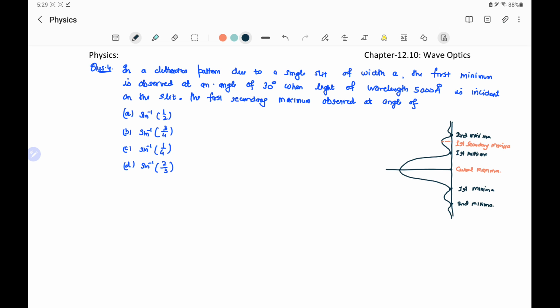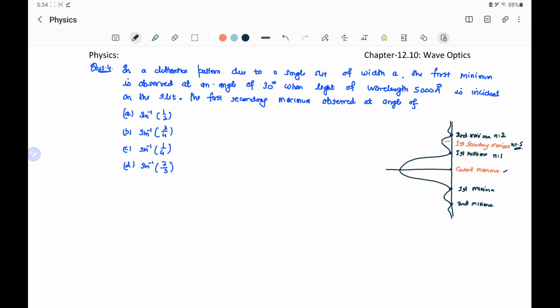Next problem. In a diffraction pattern due to a single slit of width a, the first minimum is observed at an angle of 30 degree when light of wavelength 5000 angstrom is incident on the slit. The first secondary maxima is observed at an angle of what? We have drawn the pattern of diffraction with a single slit. In the center, there is a central maxima between the first minima on either side. For the first minima, we take n equal to 1. For the second minima, we take n equal to 2. Between the two minima, there will be a maxima. For example, between the first and second minima, there is the first secondary maxima for which n is taken as 1.5.